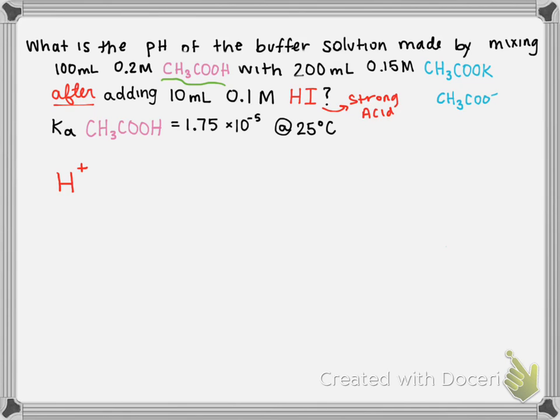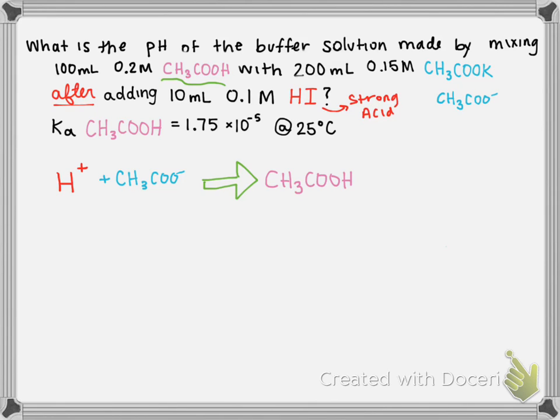So H+, strong acid, is going to want to react with base. So it's going to react with the CH3COO-. And our product is going to be then the acetic acid. Okay, and this is not an equilibrium, right? They're going to completely go to make products in a neutralization reaction.